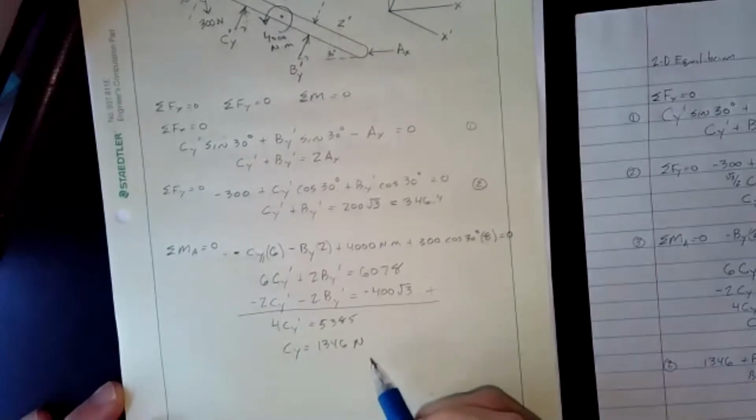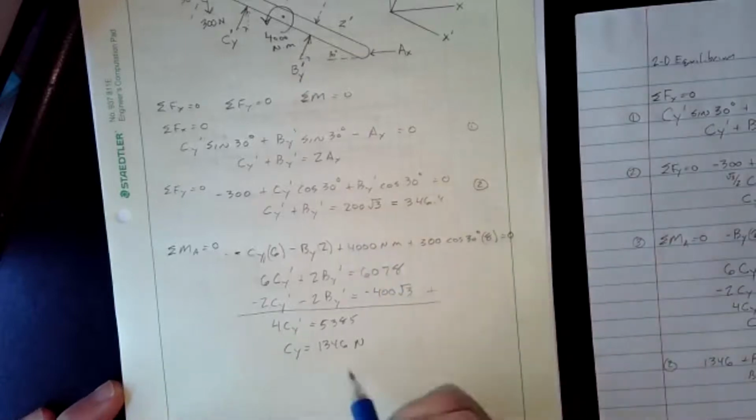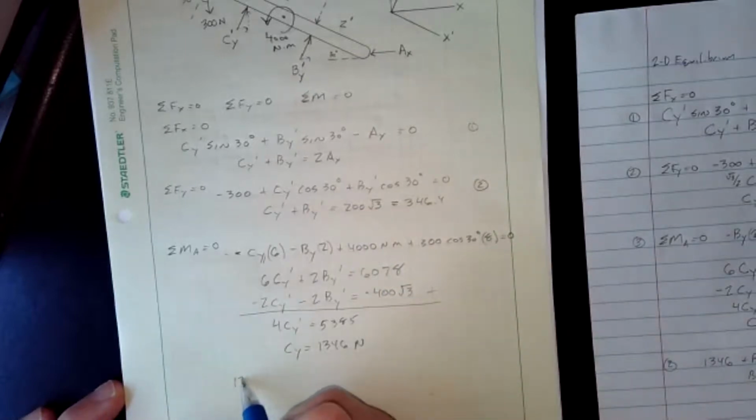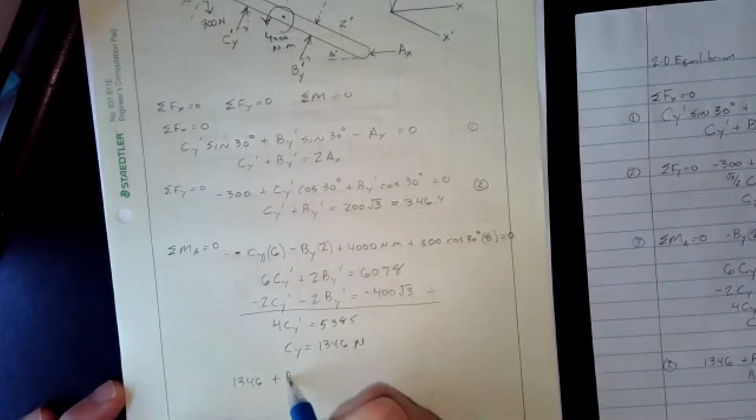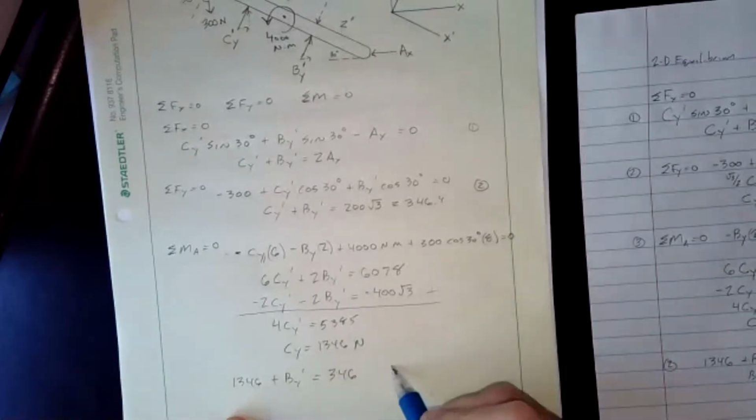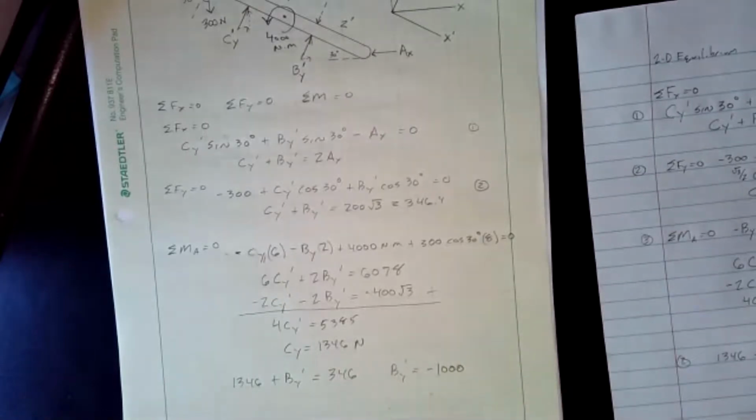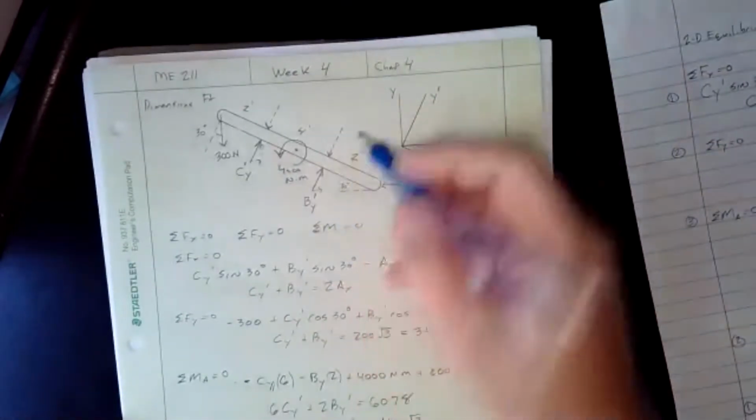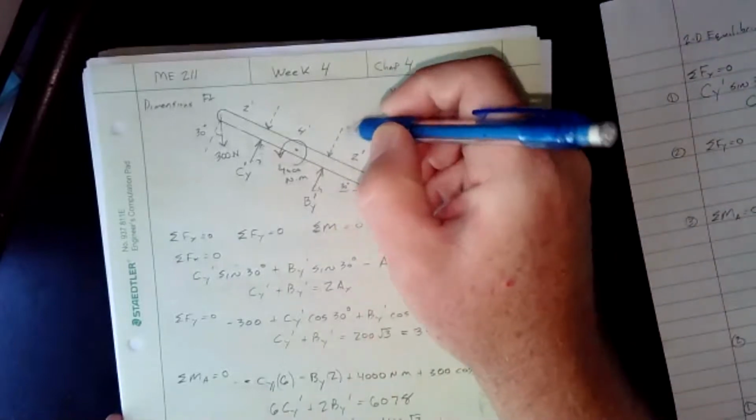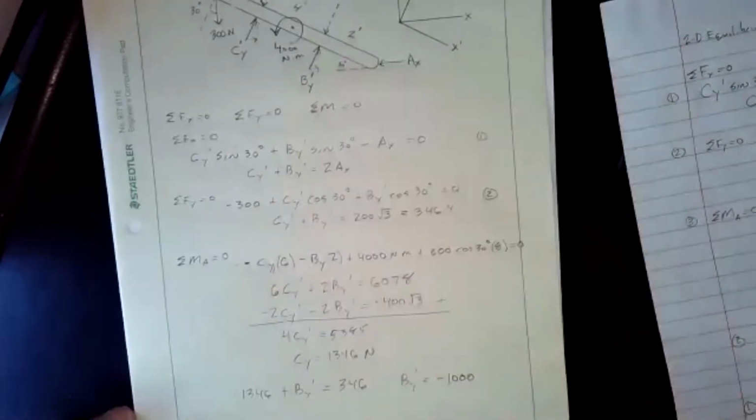Now I have Cy, so let's go back and plug it into this. When I plug this in, I'm going to have 1346 plus By prime equals 346. So this By is essentially -1000. That means that up here, since it's a negative, I was wrong pointing it this way, and it actually does point down. That doesn't mean you have to change your free body diagram after the fact. You just report this number as a negative.